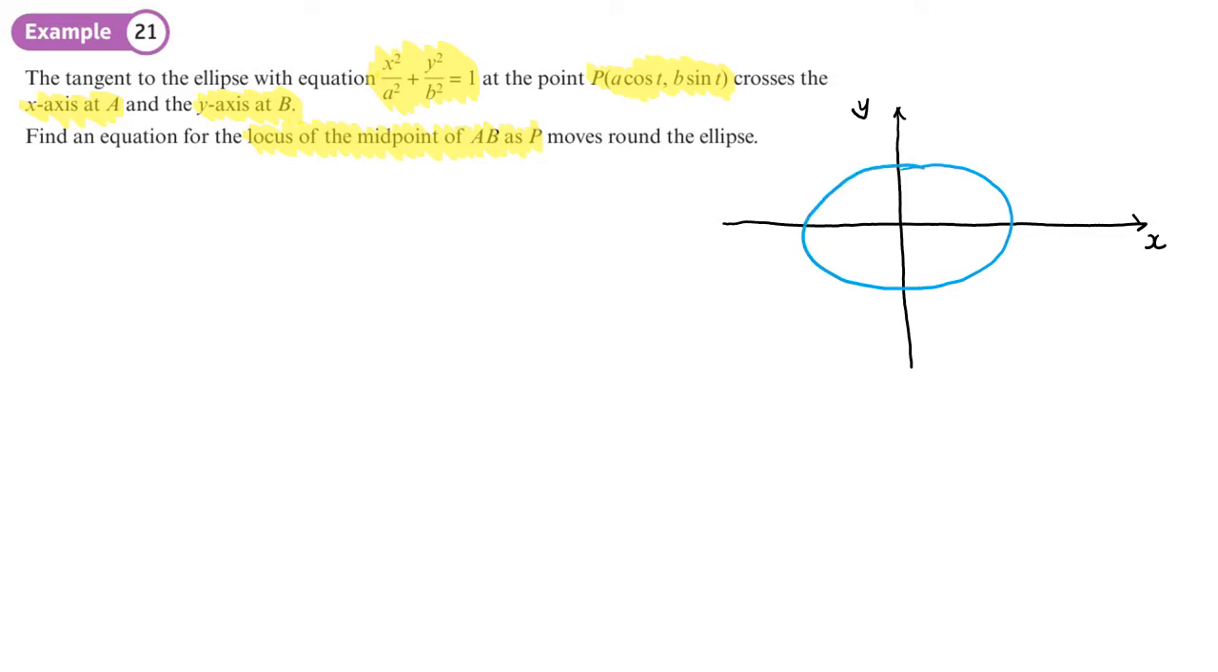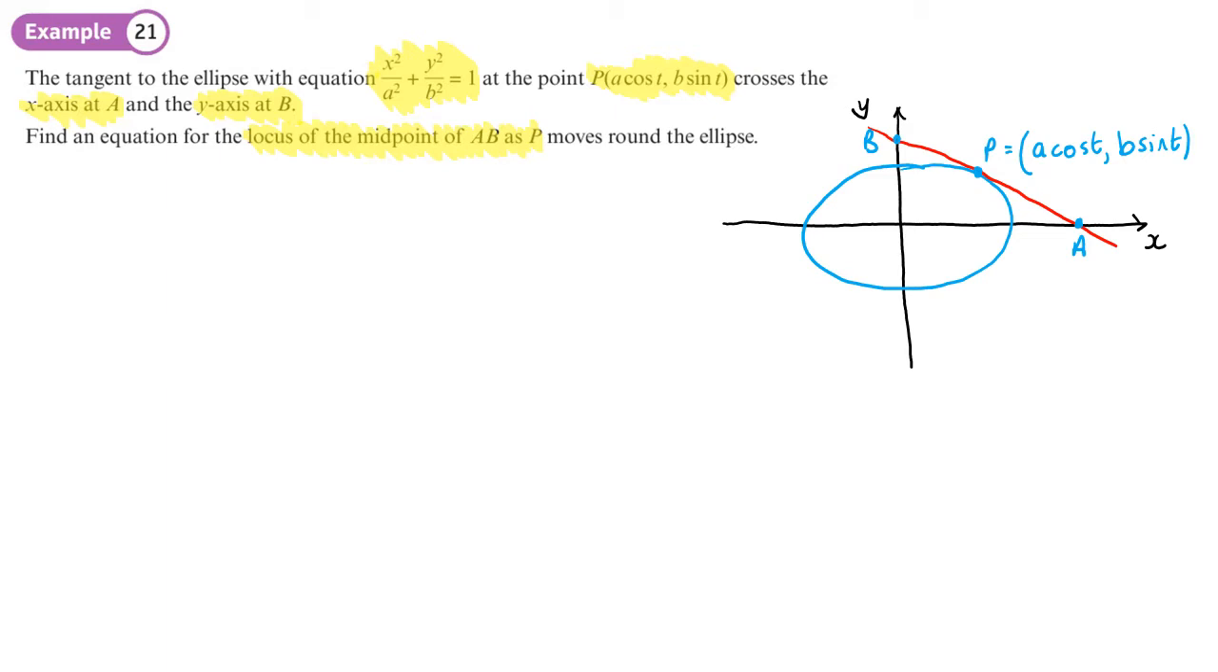So there's my fantastic ellipse there, and then I've got this tangent. Let's try and draw a tangent here. So a tangent like that, and it's crossing the x-axis at A. So this is point A here, and this is point B, and it's a tangent at the point P here, and P has coordinates (a cos t, b sin t), and we want to find the locus of the midpoint of AB as P moves around the ellipse.